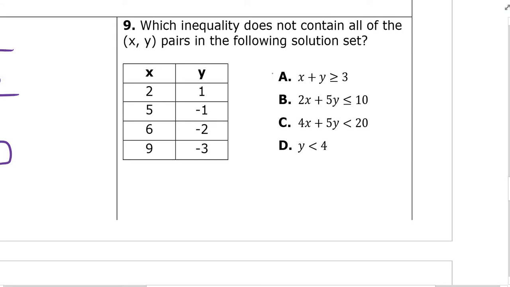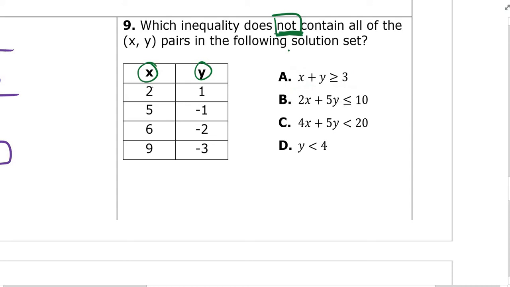Alright, on number 9, it is asking us which inequality does not contain all of the XY pairs that fit into the solution set. This is a pretty straightforward problem, possibly time consuming, and you have to click buttons on your calculator if you can't do the problems in your head, but it is not challenging. Wherever your X is, you plug in your X, and wherever your Y is, you plug in your Y, and you see if it is a true inequality, a true statement.